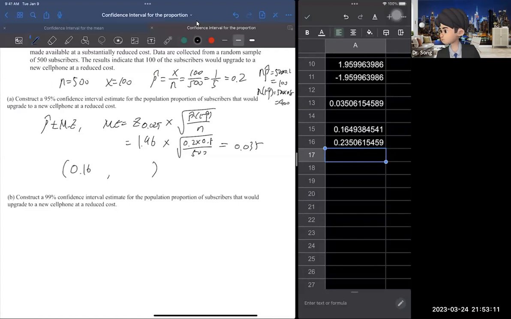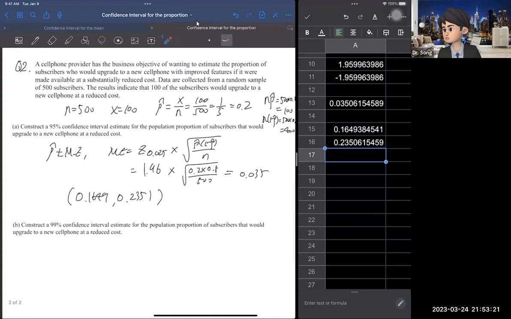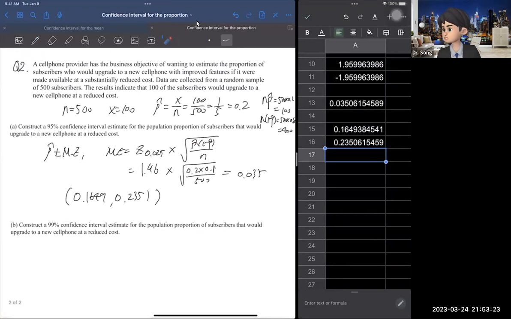The lower bound is 0.1649, and the upper bound is 0.2351. So we can interpret this as: we are 95% confident that the true population proportion of the subscribers that would upgrade to a new cell phone at a reduced cost is between 16.49% and 23.54%.